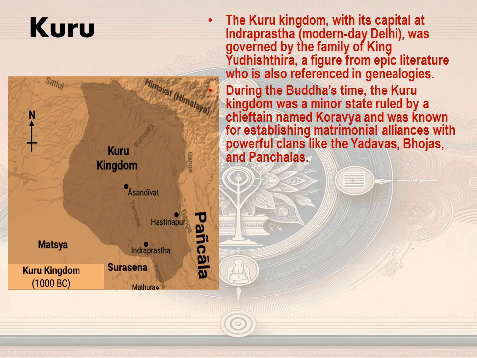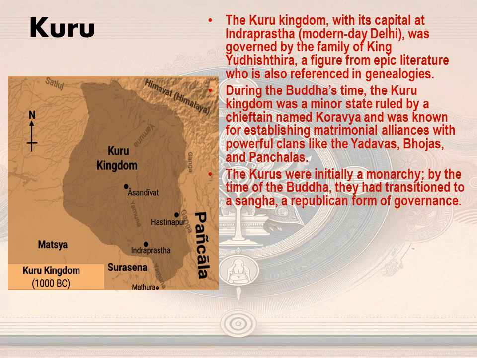During Buddha's time, the Kuru kingdom was a minor state ruled by a chieftain named Kauravya and was known for establishing matrimonial alliances with powerful clans like Yadavas, Vojas and Panchalas. So they had matrimonial alliances with Yadavas, Vojas and Panchalas. Now the Kuru kingdom of Mahabharata and Kuru kingdom during the 6th century BC was very much different. In 6th century BC we find the powerful state of Kuru being diminished into a minor state. So during Buddha's time it was ruled by a chieftain named Kauravya.